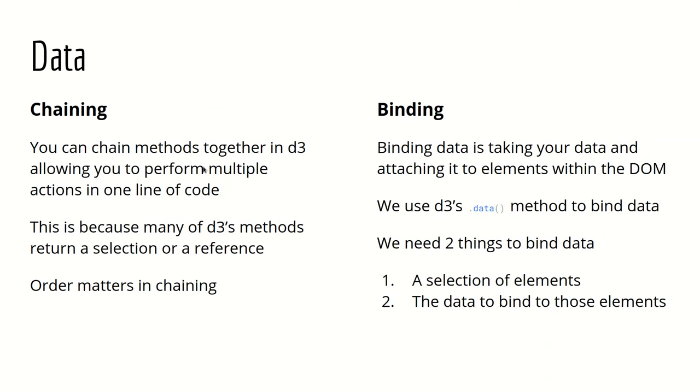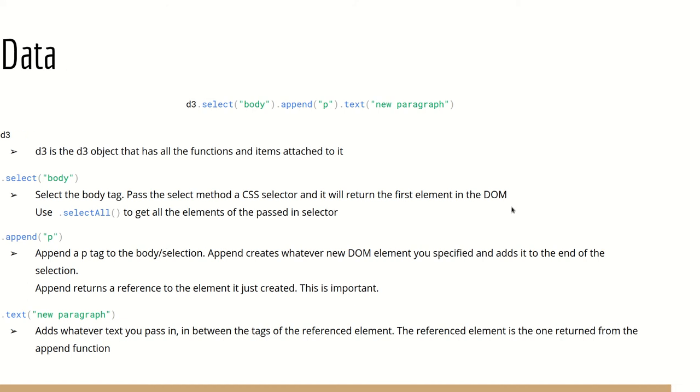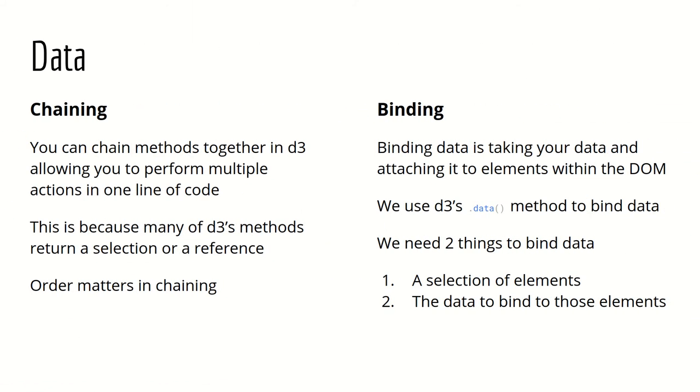One thing with the way D3 works: many of the methods return a reference or return something, so you can chain methods together in D3, allowing you to perform multiple actions in one line of code. This is because many of D3's methods return a selection or a reference. Order does matter in chaining, that's important.